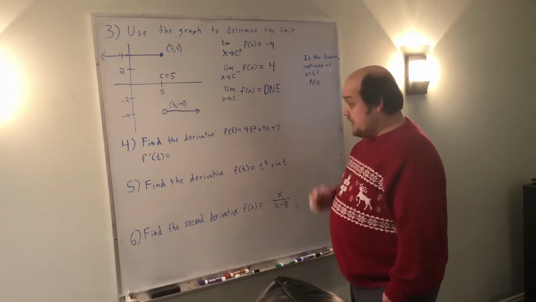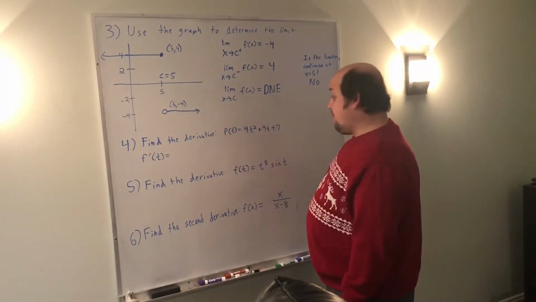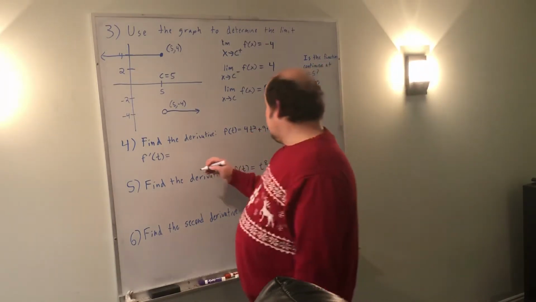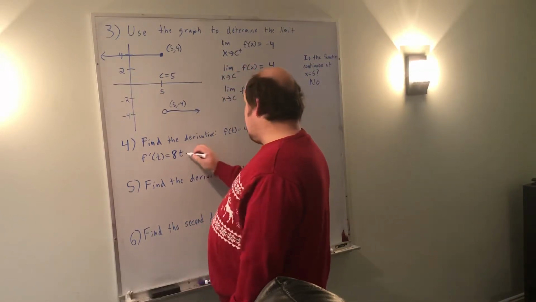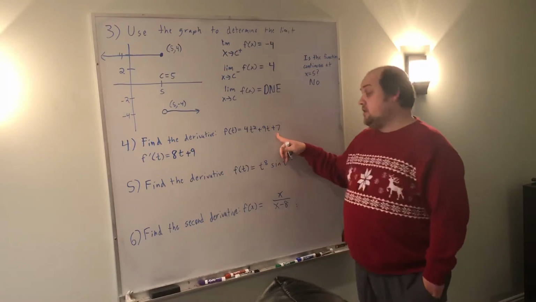Numbers 4, 5, and 6, we're starting into our basic derivatives. So when we're asked in number 4 to find the derivative, I'm just using basic power rule. 2 comes down, 2 times 4 gives me 8t. The t goes away, I get plus 9, and the 7 drops off because it's a constant.